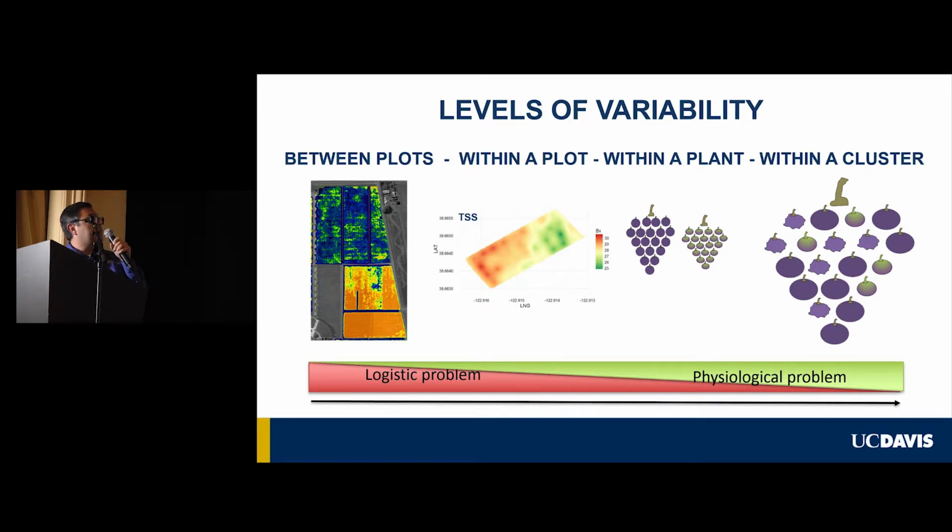Or you can have levels of variability within a plant. Not all clusters will ripen at the same time or at the same rate. Or you can have levels of variability within a cluster. Not all the berries are ripening at the same rate or at the same turgidity. Then it becomes a logistical problem versus a physiological problem. A physiological problem we can try to remedy by cultural practices, but a logistical problem is more difficult to tackle.